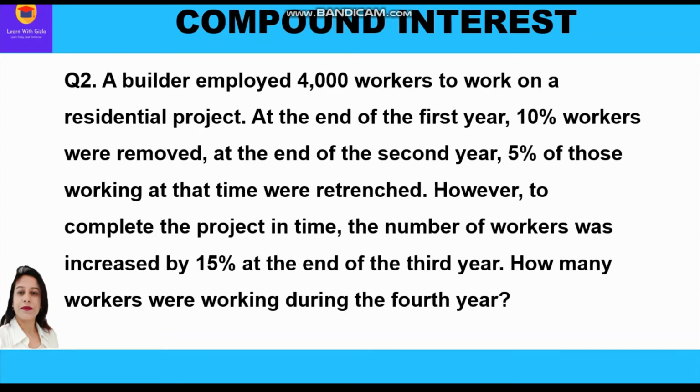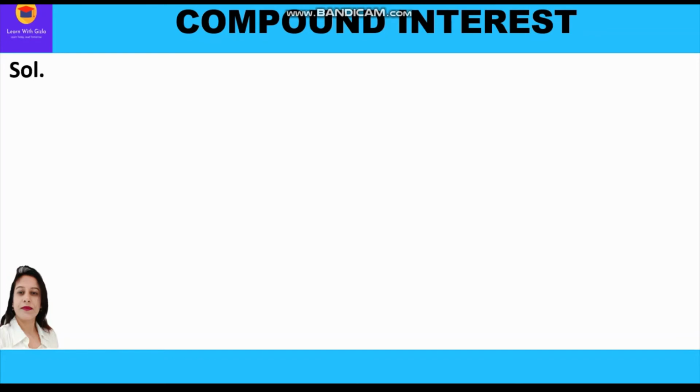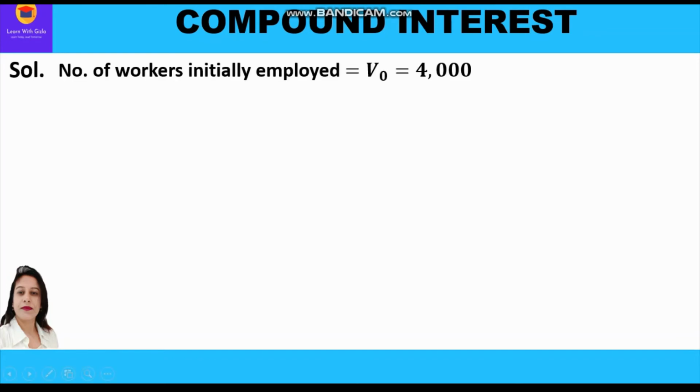Now this question is similar to the first type of question. The only difference is that here there is both decrease as well as increase. So accordingly in the formula we will have a plus sign as well as a minus sign. Because in the first 2 years the workers were removed as well as retrenched respectively. But in the third year he increased the workers by hiring more workers. So in case of the third year we will have a plus sign in the formula. Now let's start with the solution.